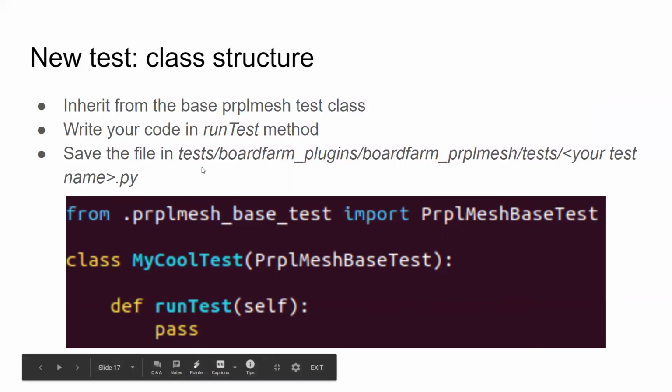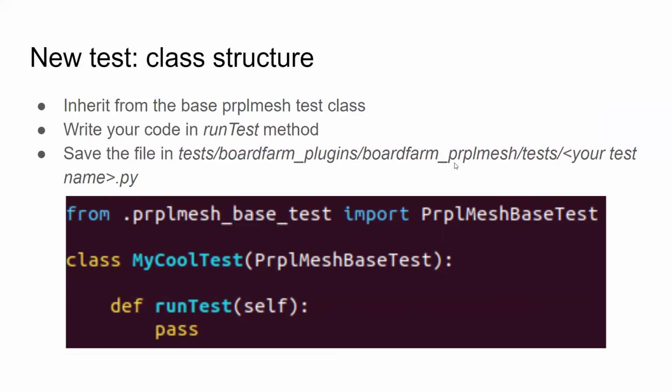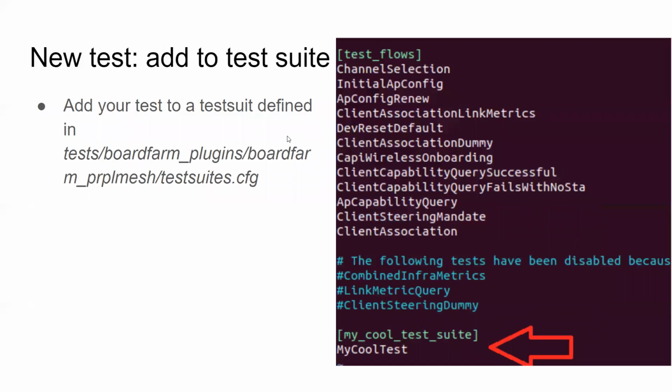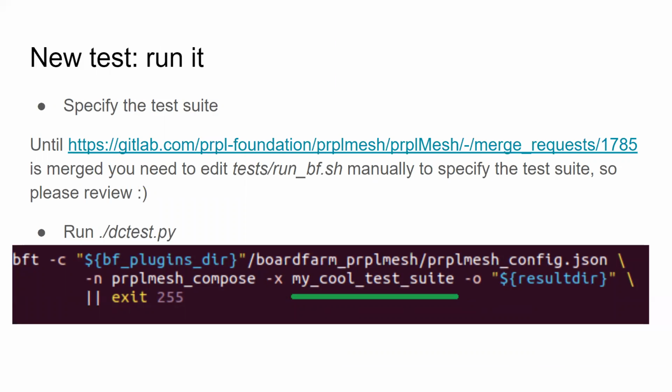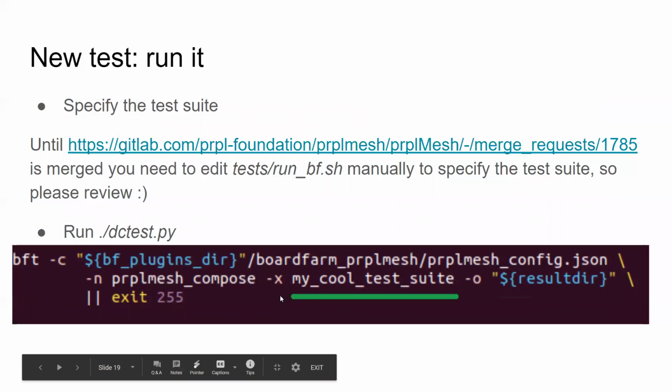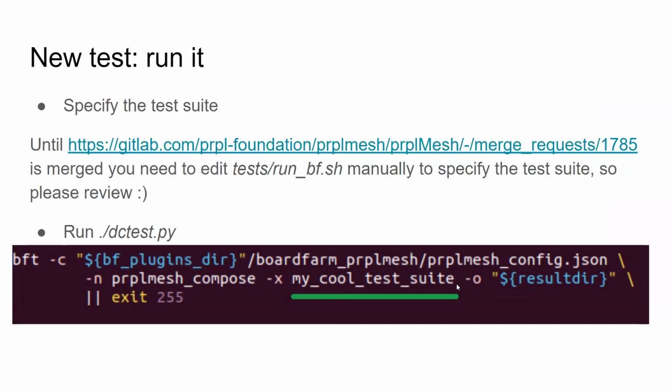Then you have to save it within the Board Farm plugins directory structure. And you need to add your test to the test suite located here in test suites.cfg. Then, since the merge request 1785 is not merged yet, we have to edit the DC test script manually. Here you put your test name.